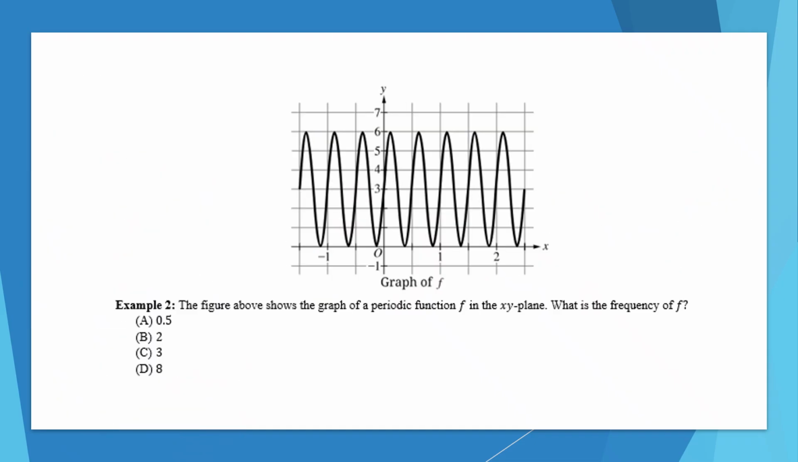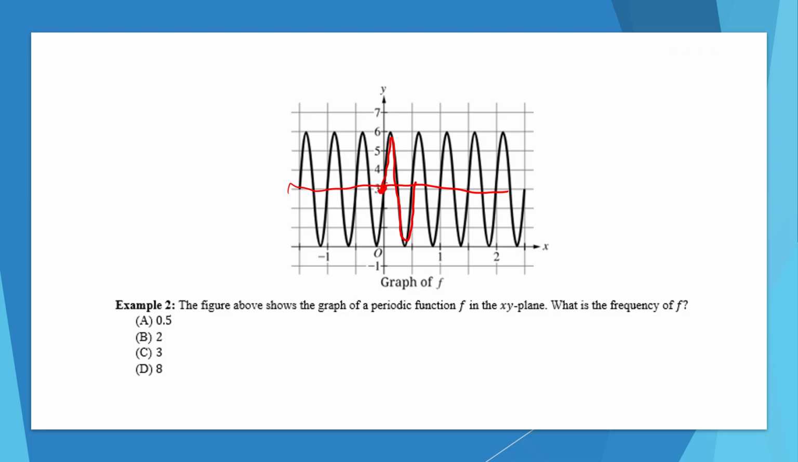All right, example number 2. The figure above shows a graph of a periodic function f. What is the frequency? So first let's find the period, right? We see it's more of a sine function, right? Because it starts at the midline going up. So it goes up, down, then comes back up.